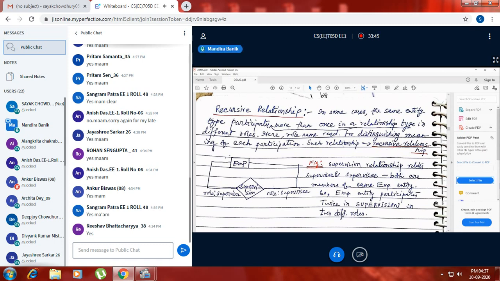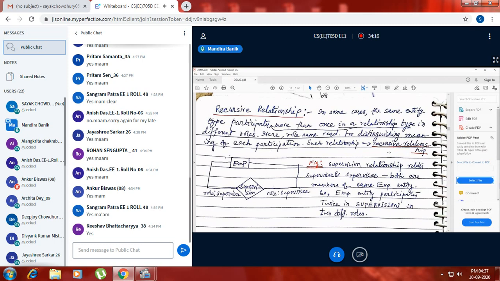So such a relationship is called a recursive relationship. In C language, you have learned about recursive functions. That means when the same function calls itself in its body, that function is called a recursive function. Almost that type of concept is used here. That means the same entity type is participating in a relationship more than once.